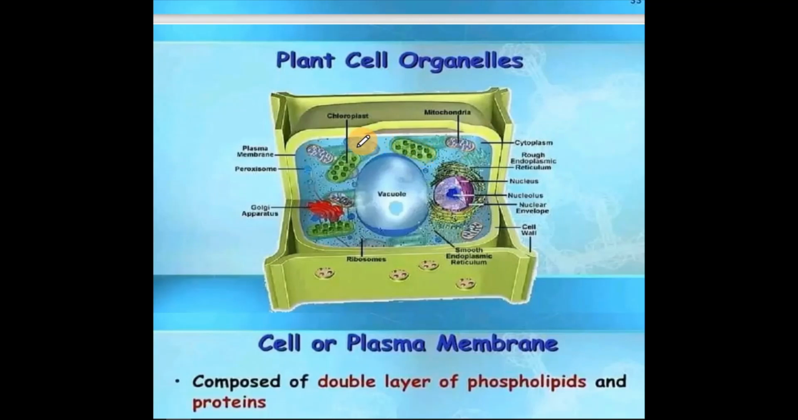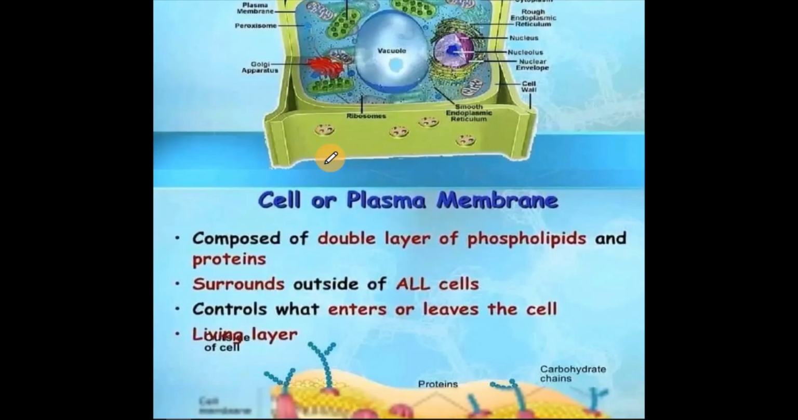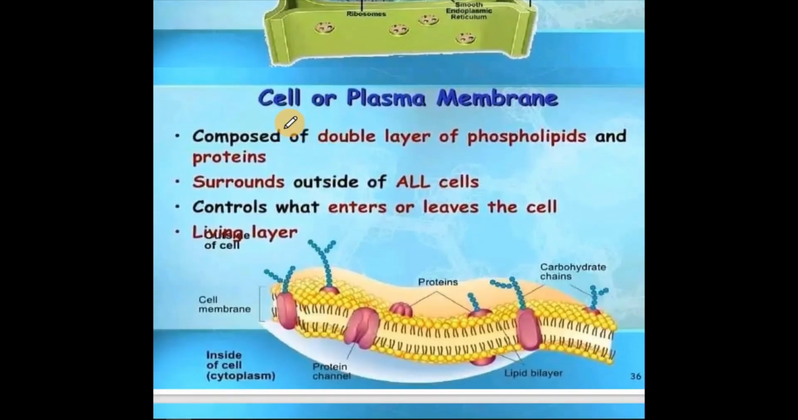So these are the main organelles in a plant cell, which are also found in animal cell with the exception of chloroplast. We're going to look at the structures of these organelles one by one, and look at the functions they play in an organism. The first one is the cell or the plasma membrane.